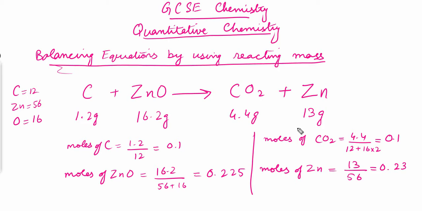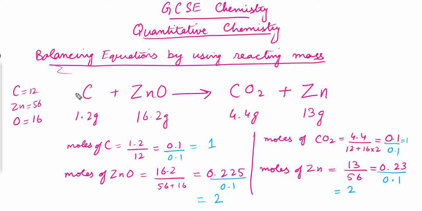Now we have to see what is the smallest number of moles that we got. The smallest number of moles that we got is 0.1. So we'll divide all the moles by 0.1, and we will get the number of moles that we'll write in our balanced chemical equation. So 0.1 over 0.1 is equal to 1. 0.2 over 0.1 will be equal to 2, since it's approximately 0.2. 0.1 over 0.1 is 1, and 0.2 over 0.1 is also equal to 2.